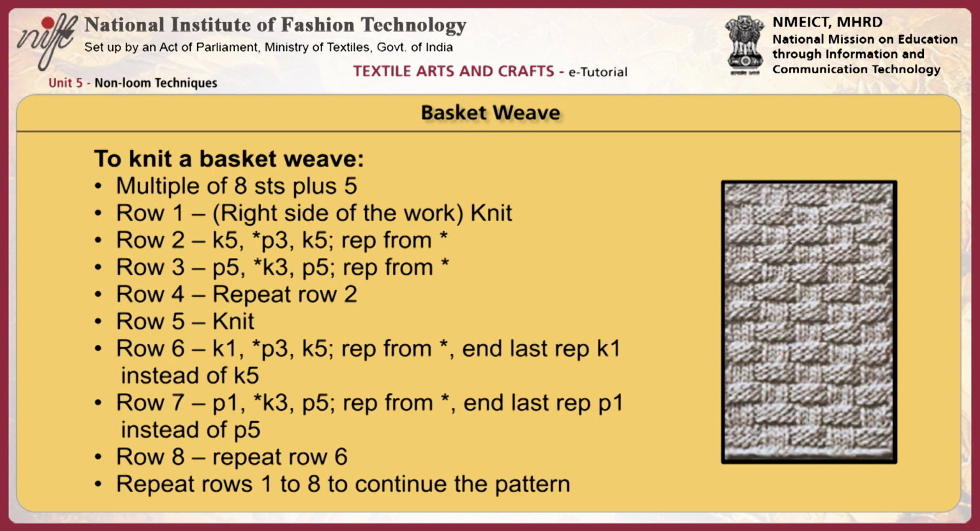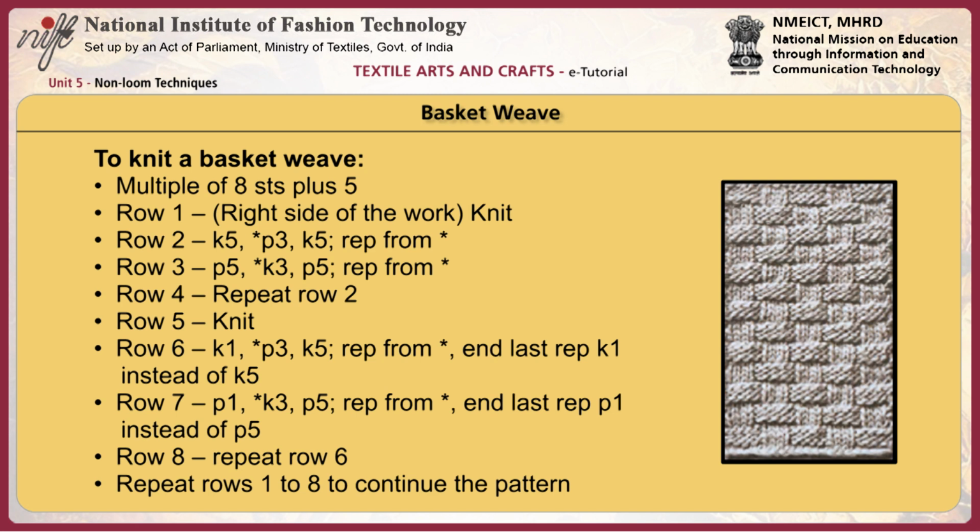To knit a basket weave, first make multiples of 8 stitches plus 5. In row 1, the right side of the work, knit throughout. For the second row, knit 5 stitches, then purl 3, knit 5 and repeat the step throughout. In the third row, make 5 purl stitches, then knit 3, then purl 5 and repeat this step throughout. In the fourth row, repeat the second row throughout.